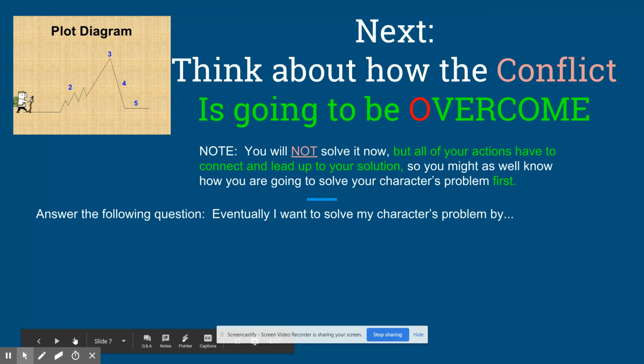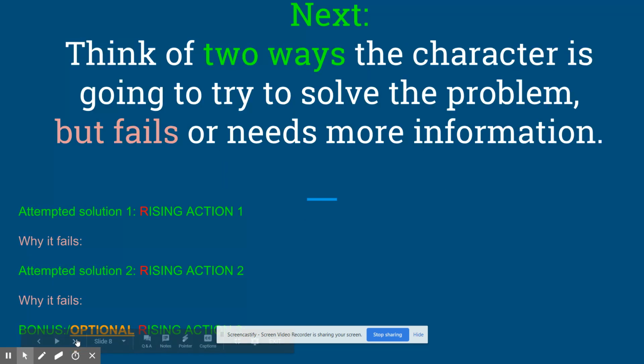All right, but what is necessary is thinking about how your character is going to overcome the conflict. You are not going to solve it right now, but you need to think about the problem or the conflict, or there is no story. So I actually like to think about the conflict and how my character is going to solve it first. That way, when I start getting into the rising actions, I can think about how, and that's what's going to come up next. So why don't I just go to the next slide?